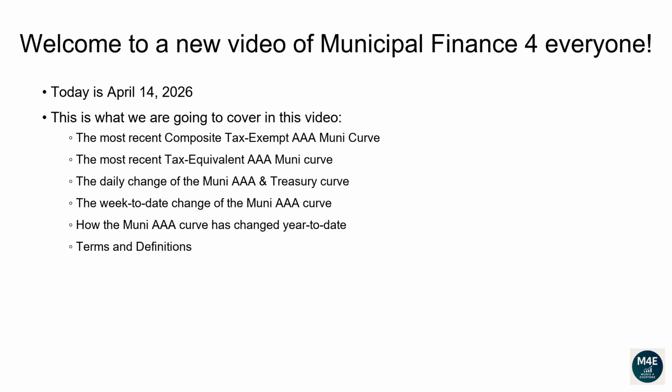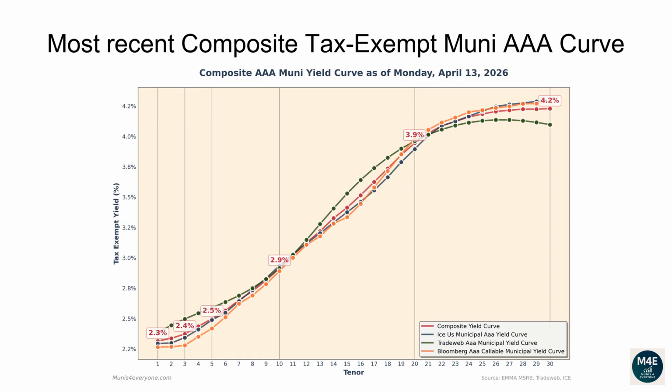Terms and definitions. Let's go over the most recent composite tax-exempt Muni AAA curve. The following composite tax-exempt yield curve is based off the most recent ICE, TradeWeb, Bloomberg yield curves that are available on the MSRB website, plus some proprietary extra adjustments, as of April 13, 2026.